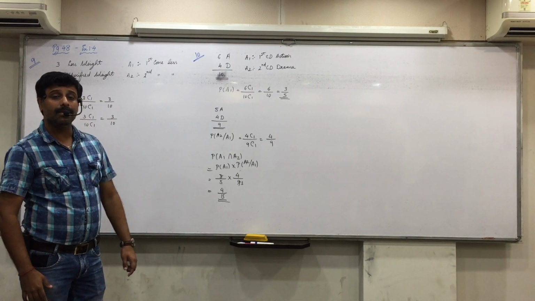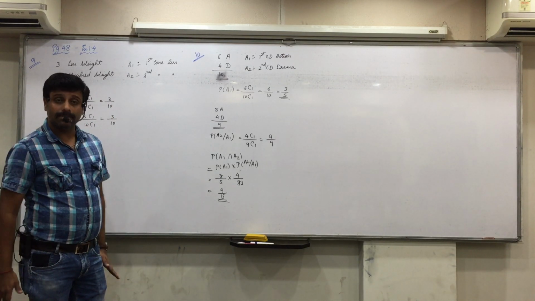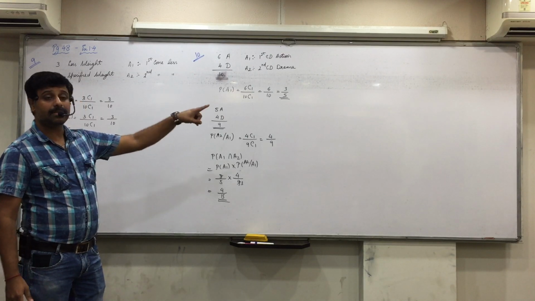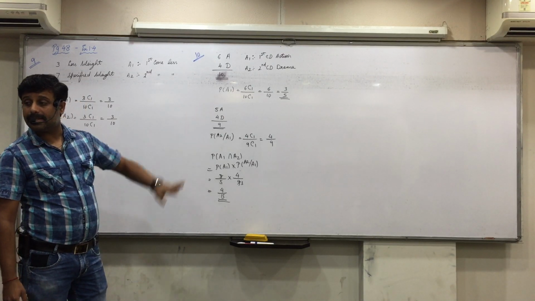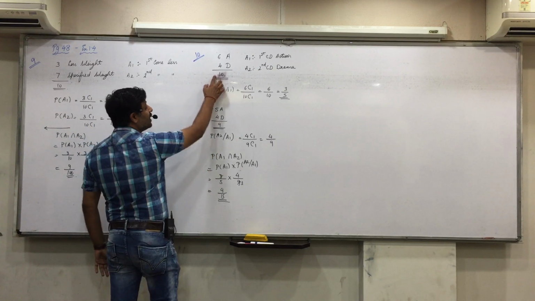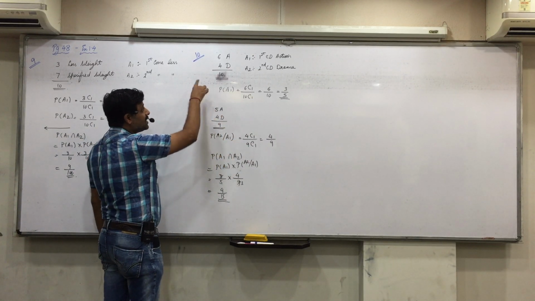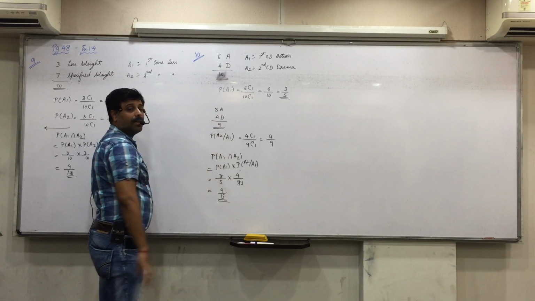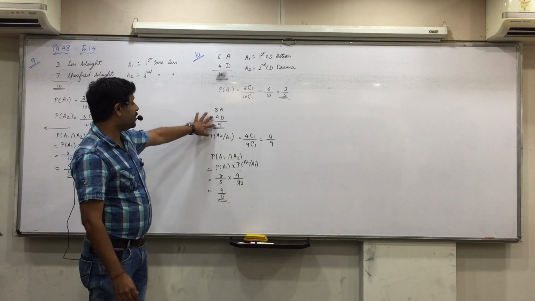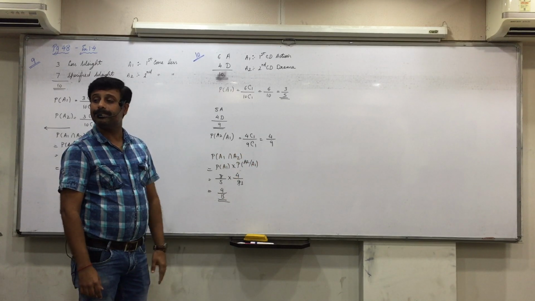The question could have been asked, both are drama. Then A1, first is drama, A2, second is drama. A1 would be 4 by 10. But the sample space now would become 6 action, 3 drama, total 9. Second is also drama, 3 by 9.